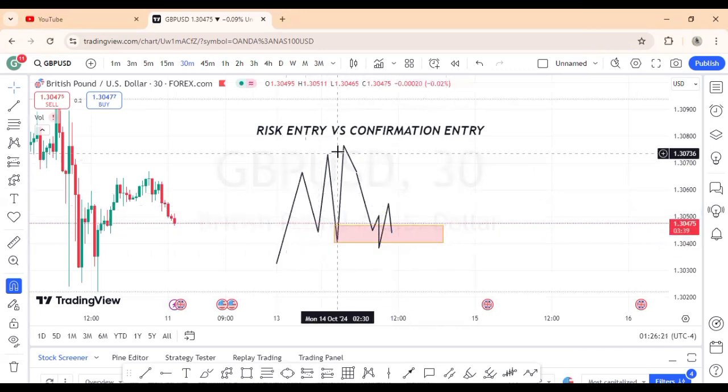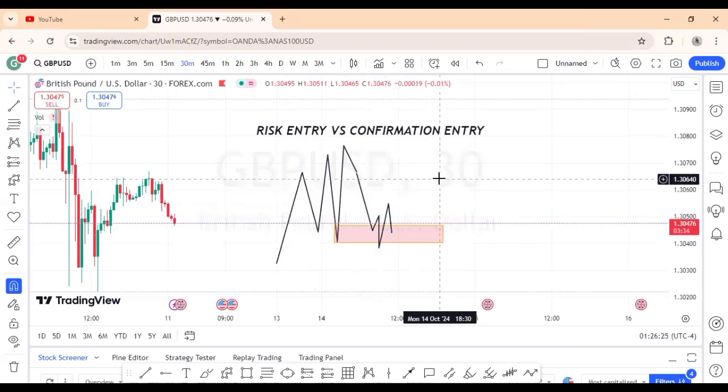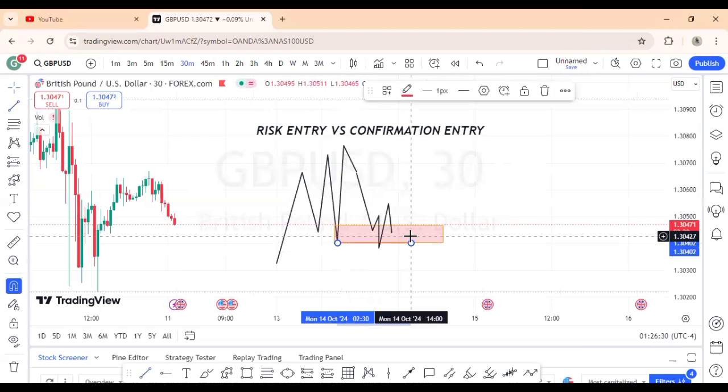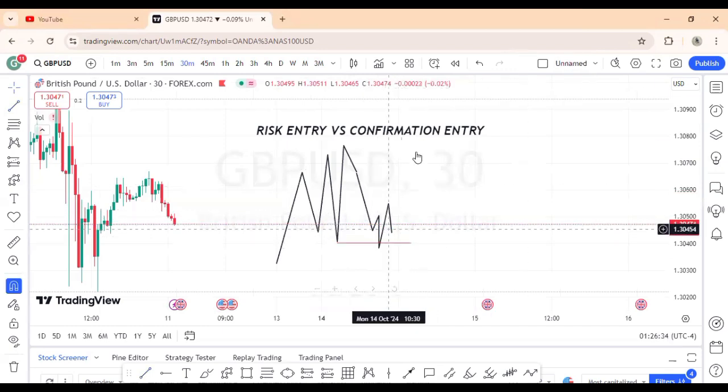So sometimes price does this kind of thing where price will take out the low and then give you a bullish confirmation for a buy, right? So this now acts as a liquidity, right? A liquidity sweep, and then price reverses from there.